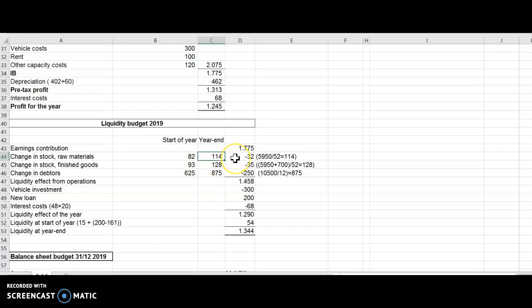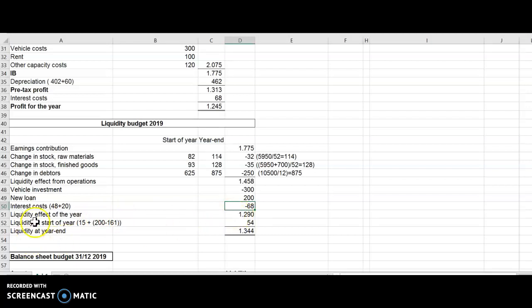Here we have an increase in stock, it's a minus when an asset increases, and an increase again, it's a minus, and debtors also increase, so it's also a minus. So now we have liquidity effect from operations, 1,458. Then we are told that we are purchasing a new vehicle, it's a minus of 300. We take a new loan for the vehicle, it's 200, so it's a plus. And then the interest costs, it's of course a minus.